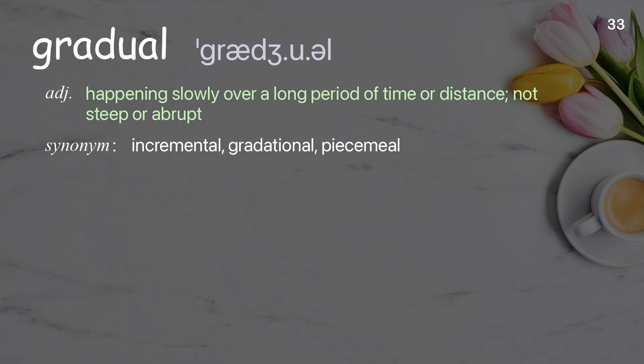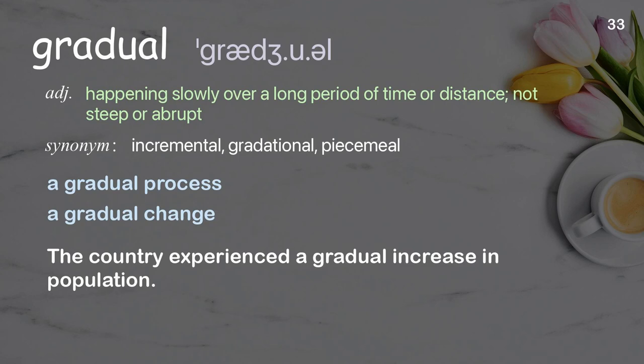Gradual. Happening slowly over a long period of time or distance, not steep or abrupt. Examples: a gradual process, a gradual change. The country experienced a gradual increase in population.